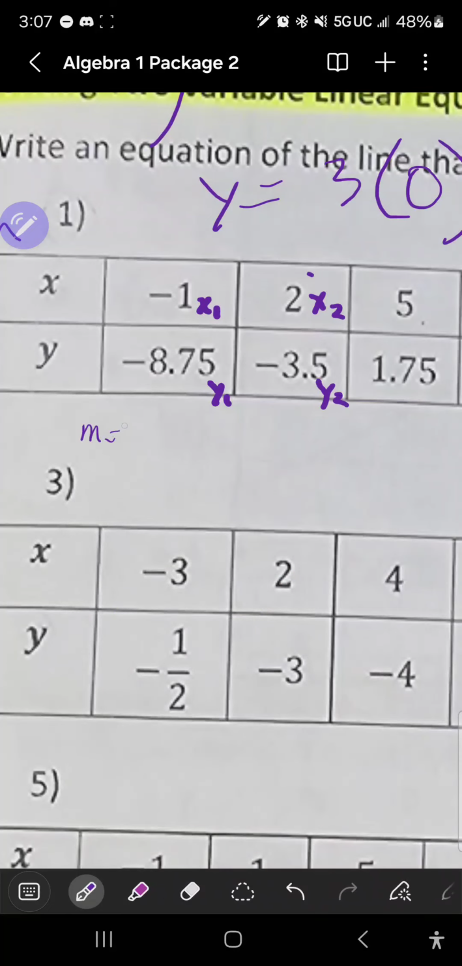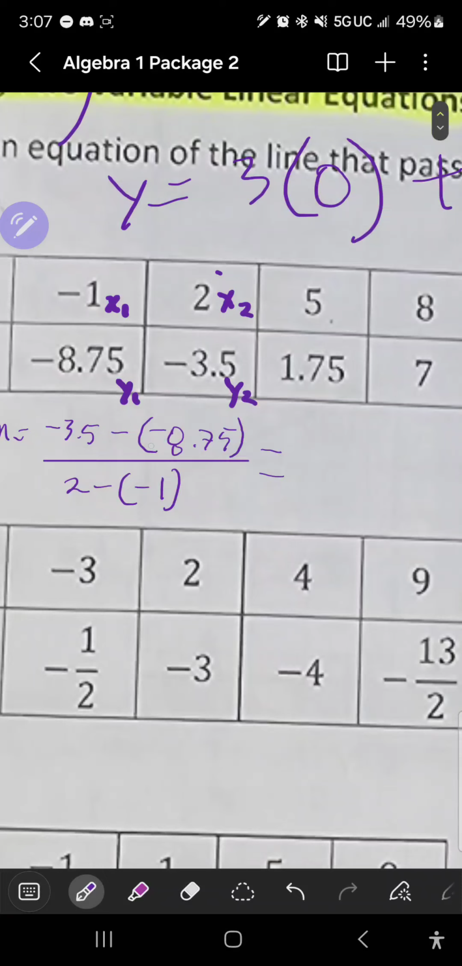So the slope here will be m equals negative 3.5 minus negative 8.75 over 2 minus negative 1. Now we substitute: minus a negative is just positive, so this will be negative 3.5 plus 8.75, and this is going to be 2 plus 1. Minus times minus is just positive.